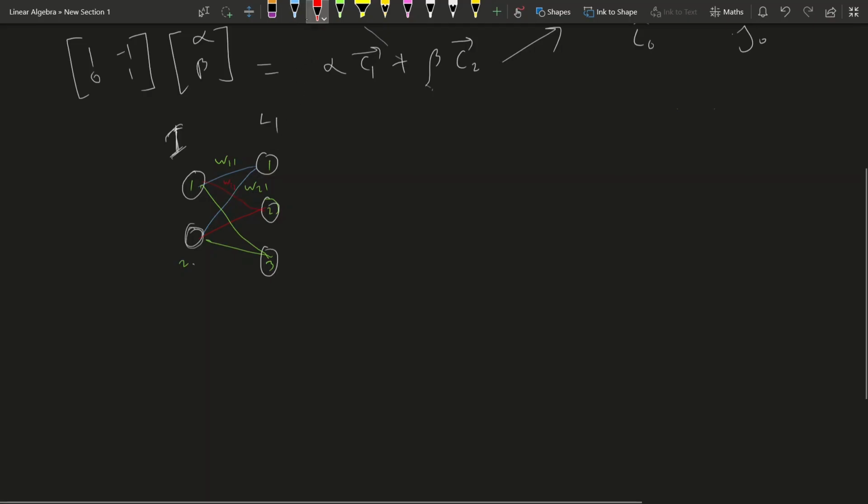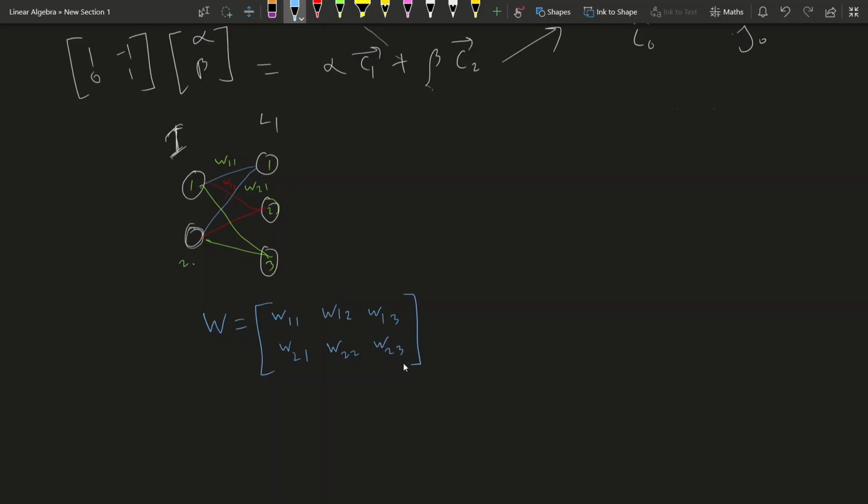Similarly, the weight will have W12. Let me just write the weight matrix properly. The weight matrix will be something like, let's say, W11, since 1 is going to connect to 1, then W12, and then W13, right? Then you have W21, W22, and lastly W23, connected to node 3. This is your 2 by 3 weight matrix. This is known as the weight matrix.